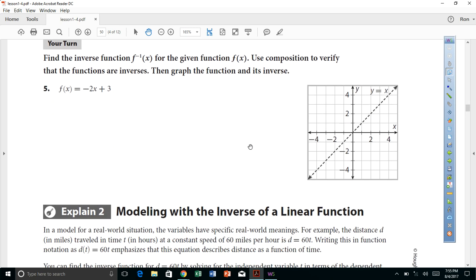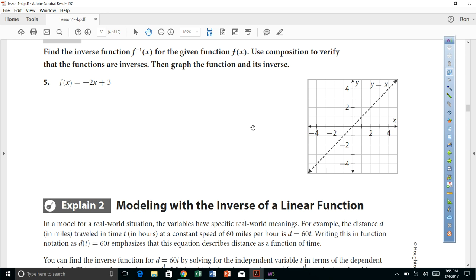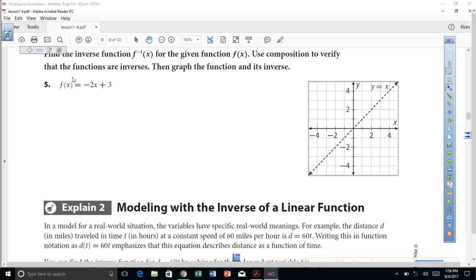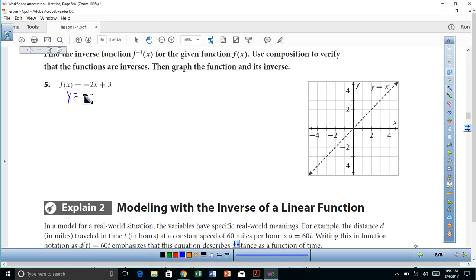Find the inverse of f of x for a given function f of x. Use composition to verify that the functions are inverses. Then graph the function and its inverse. So f of x equals negative 2x plus 3. So what do we do first? We let y equal negative 2x plus 3.